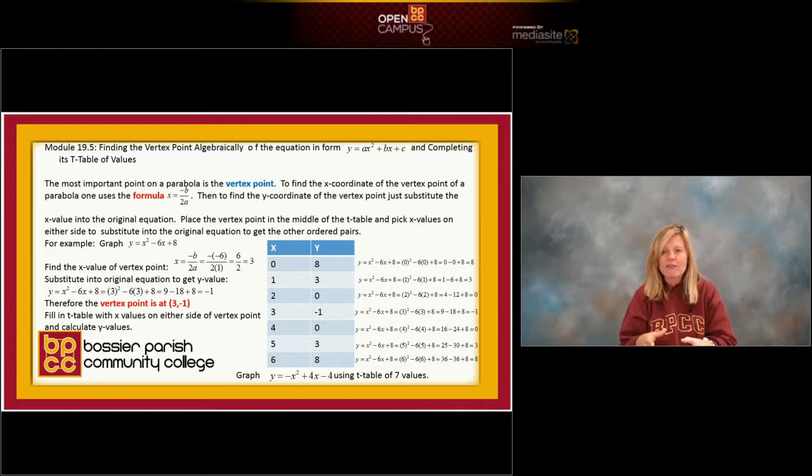So remember, to set up a t-table correctly to graph a parabola, the first thing you want to know is the location of the vertex point. All you have to do is memorize that little formula, x equals negative b over 2a. Once you get the x value, to get the y value, you substitute it into the equation. Once you know where the vertex point is, you pick 3 numbers to the left of x, 3 numbers to the right of that x. And then once you have your x values, you calculate all your y values using the same equation.